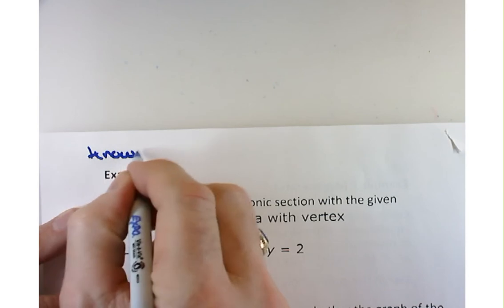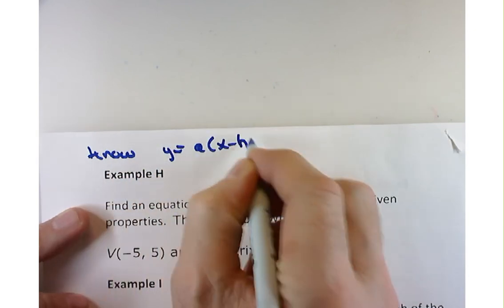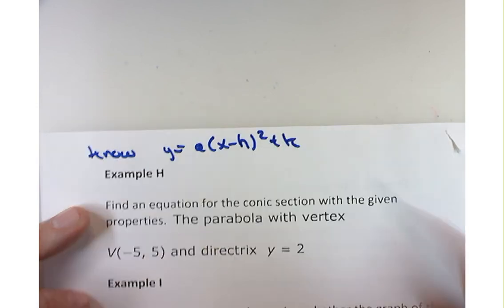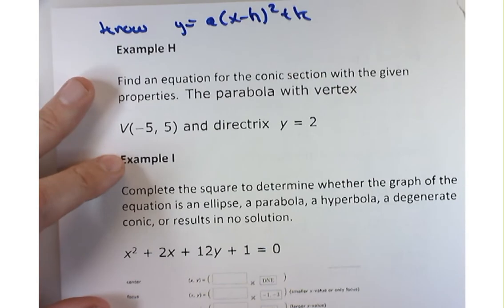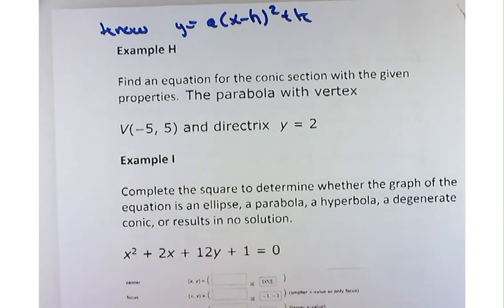So let's write down some of the things we know. It has to be y equals a times x minus h squared plus k. And there's good news. When you do these problems, you ask yourself, well, what do I know? And there's a couple of these things that you know right away. What things do I know?